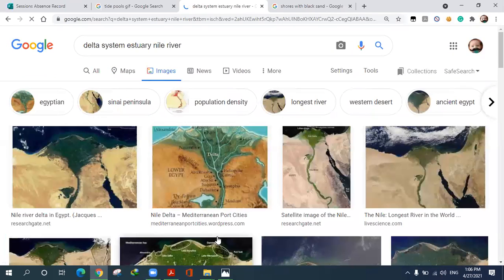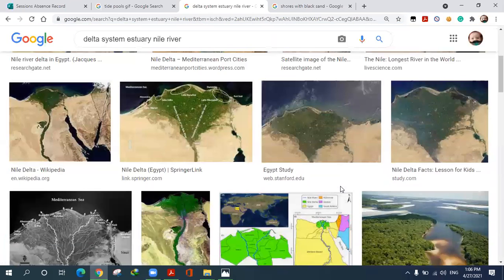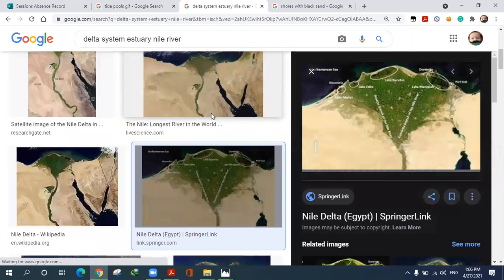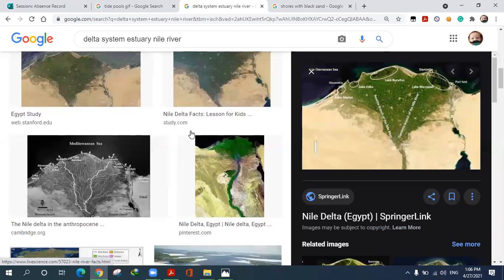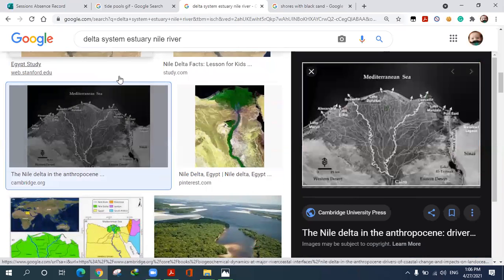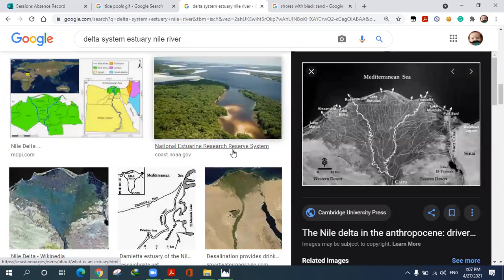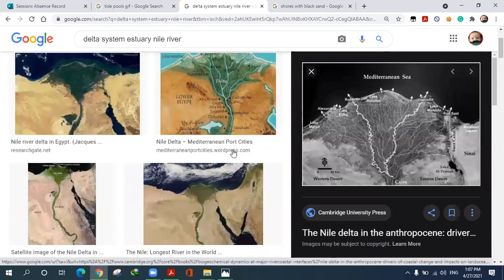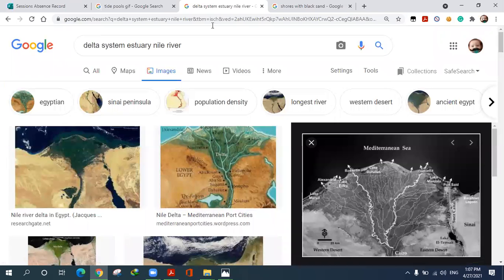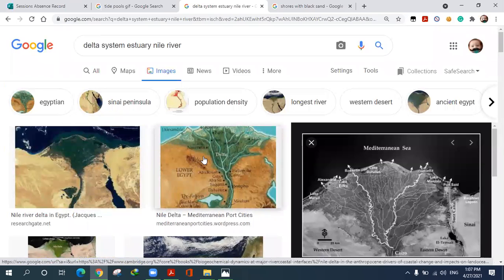Okay, maybe here we have a little bit better image. All I want you guys to know is that when the river flows into the sea, it's what we call an estuary. You can hear it in this word. You can practice this word more. Some people say it one way, but I think it's more like this.